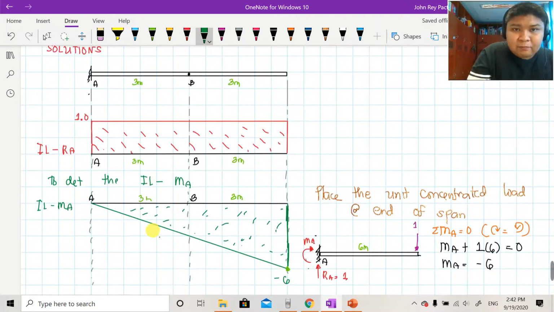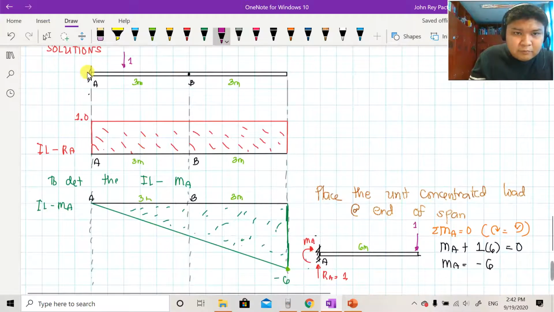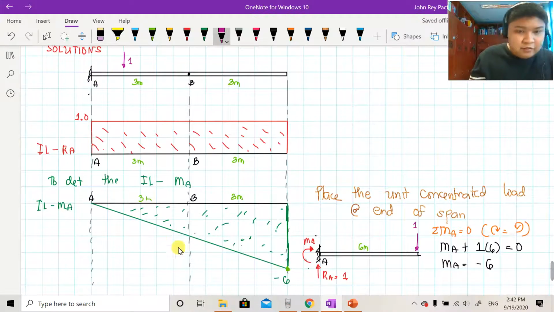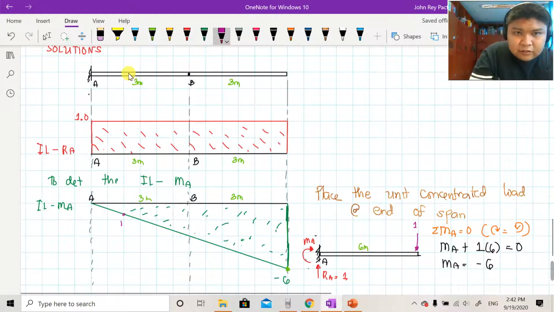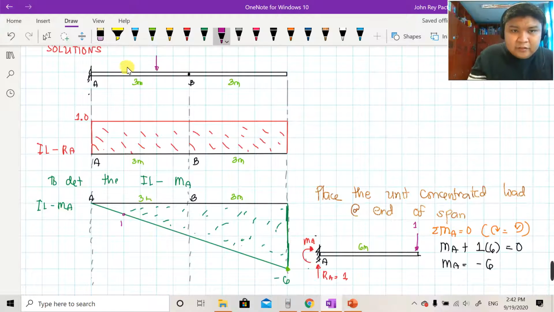Halimbawa, if I place the unit concentrated load class 1 meter from A, the moment reaction will be 1 by 1, which is 1. So therefore, ang magiging ordinate nito class ay 1, 'di ba? If I place this 1 unit load dito naman 2 meters, so the moment reaction will be 1 by 2 or negative 2. So yung magiging moment ordinate nun is 2.